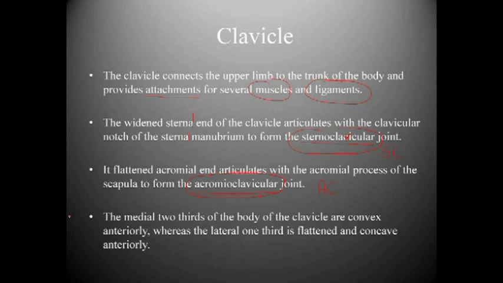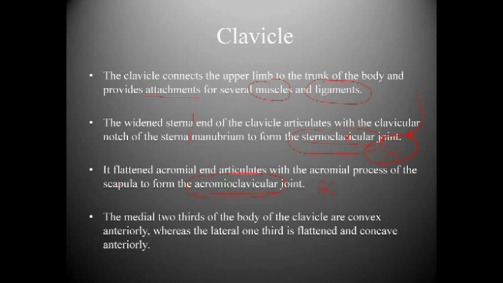So first, of the three bones, we will begin looking at the clavicle. See that the clavicle connects the upper limb to the trunk of the body and provides attachments for several muscles and ligaments. The widened sternal end of the clavicle articulates with the clavicular notch of the sternal manubrium to form the sternoclavicular joint. We commonly label this the SC joint to simplify, so you don't have to always say sternoclavicular joint.